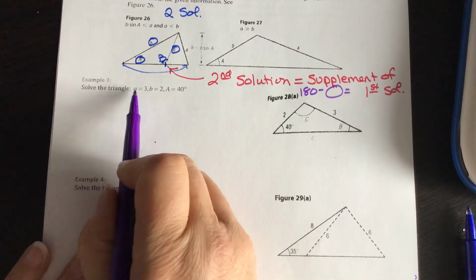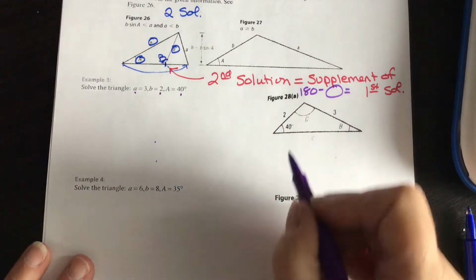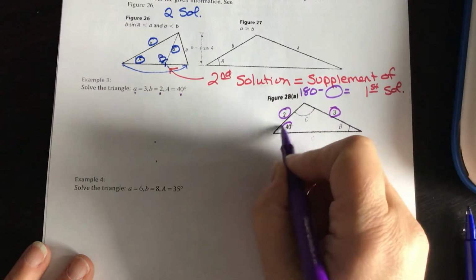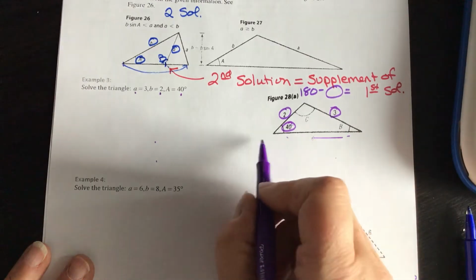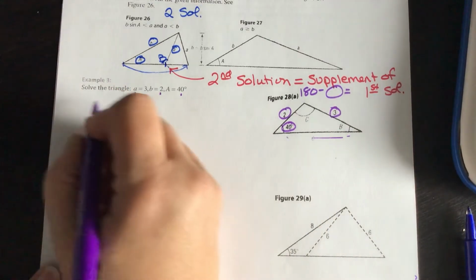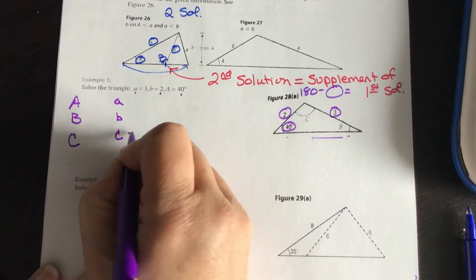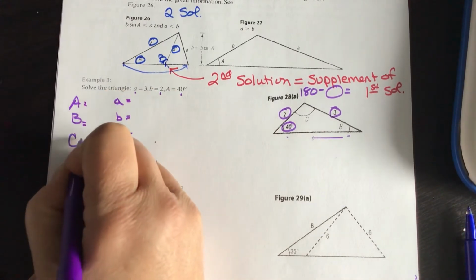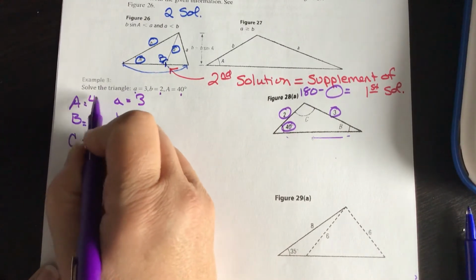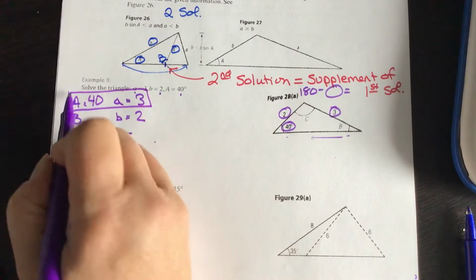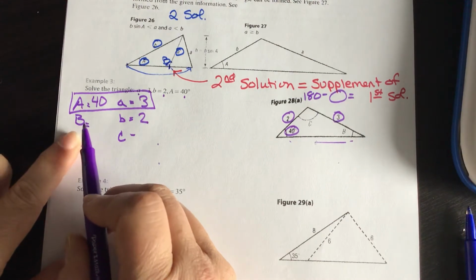So here I have a triangle. A is 3, B is 2, and angle A is 40. So I know 2, I know 3, and I know 40. And I want to find the length of that side right here. So I'm solving the triangle ABC. So I know A is 3, B is 2, angle A is 40. So this is a ratio that I will use with the law of sines. And let's find angle B.